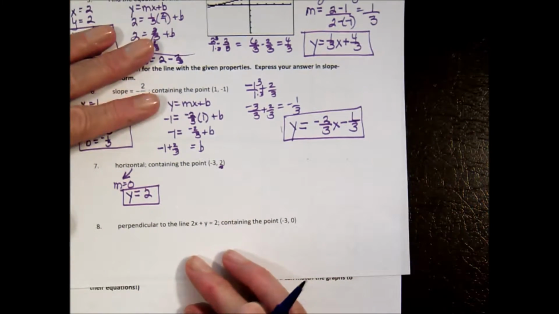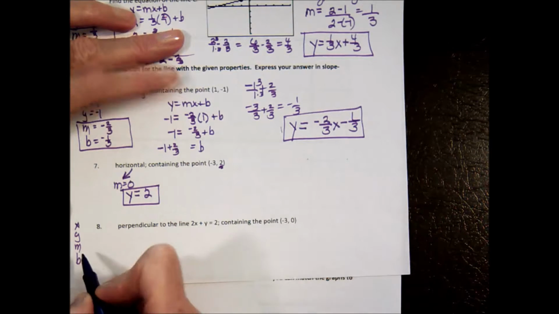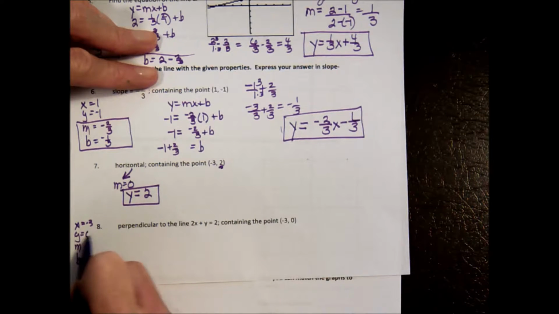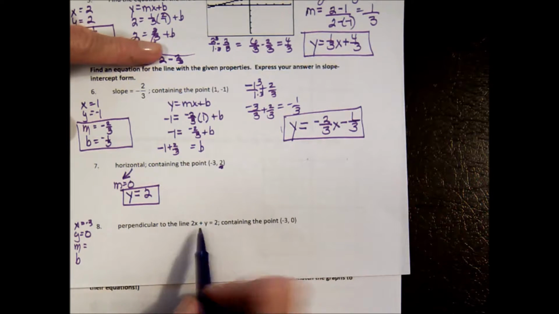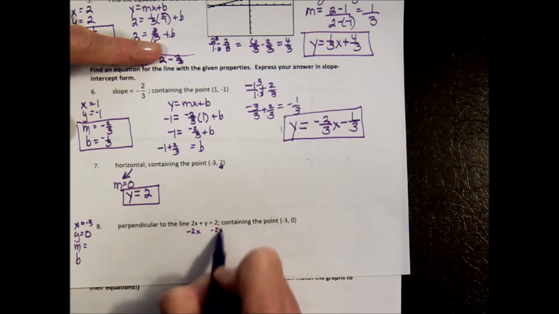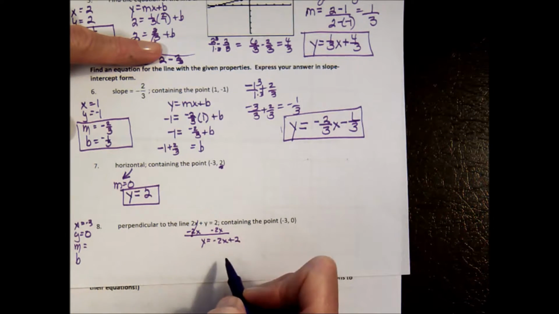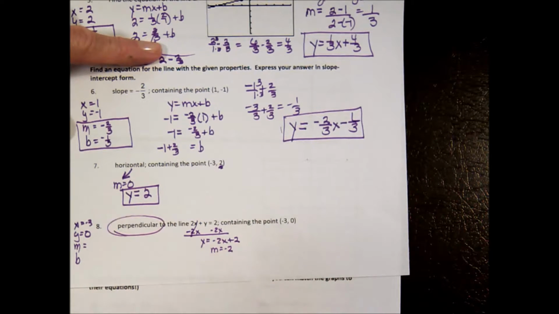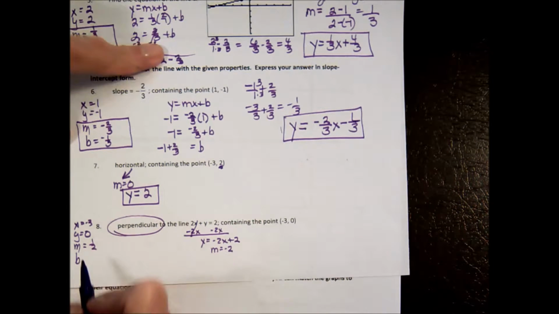On this last one, it says perpendicular to this line and containing this point. So x, y, m, and b again. My x is negative 3. My y is 0. I don't know the slope. However, if I found the slope of this line by rearranging the equation, y equals negative 2x plus 2, I know the slope of that line is negative 2. If my line is perpendicular, it is the opposite reciprocal, so my slope is positive 1/2.